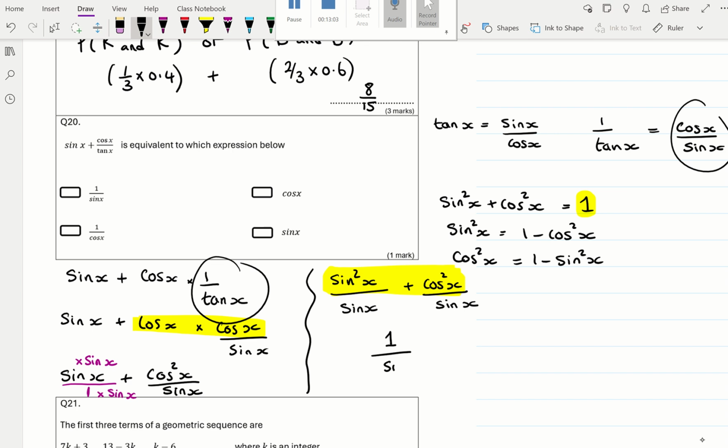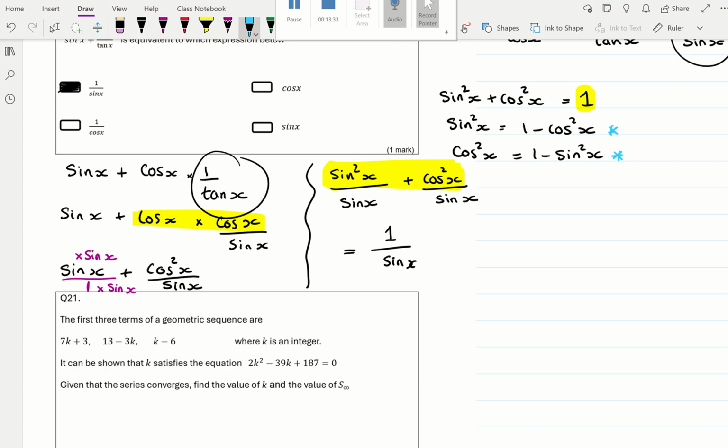1 over sine x, not sine squared x. When you're adding, the denominator stays the same. So your final expression is this. But just keep your mind to these and the different variations so that you can manipulate the expression given.